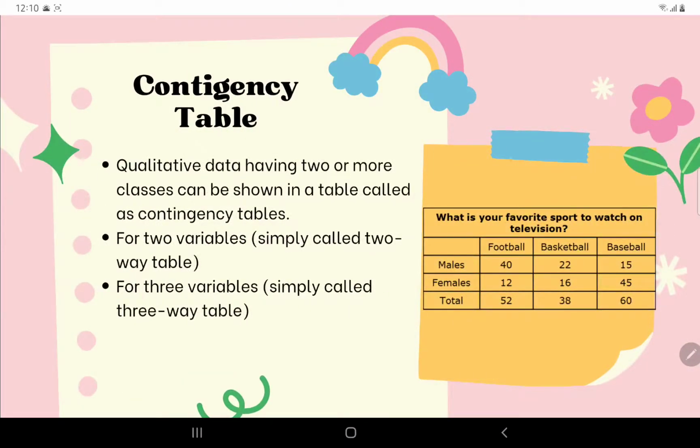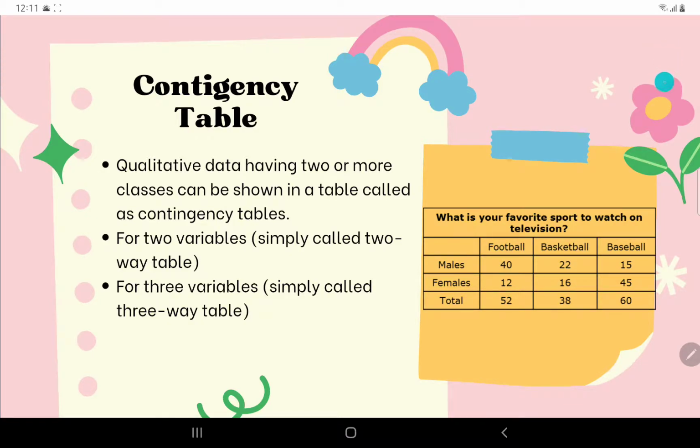Okay, the contingency table. A contingency table is also known as a cross classification table. It is often desirable to examine the categorical response in terms of two qualitative variables simultaneously. So it is suitable for data which has two qualitative variables. Like this. In this table we have two qualitative data, which is the gender and the type of sport.